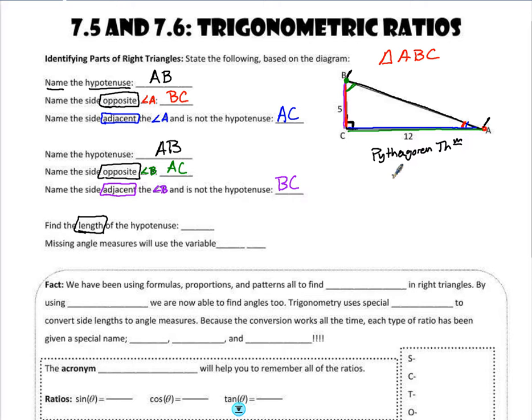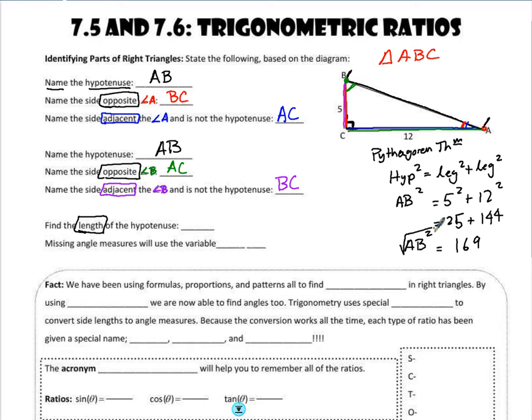which states that the hypotenuse squared is equal to the leg squared plus the leg squared. The two legs, the two sides adjacent to the right angle, are 5 and 12. The hypotenuse is what I'm trying to find, the length of AB. When I square 5, I get 25. When I square 12, I get 144. And when I add those together, I end up with a value of 169. To find the length of AB, the only thing else I have to do is undo a square by square rooting. The square root of 169 is 13, because 169 is a perfect square.